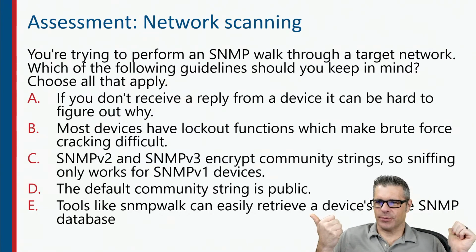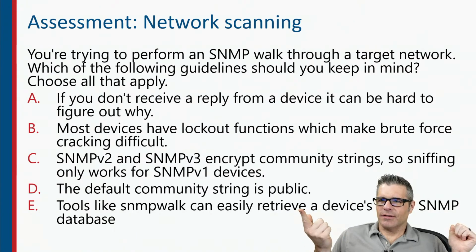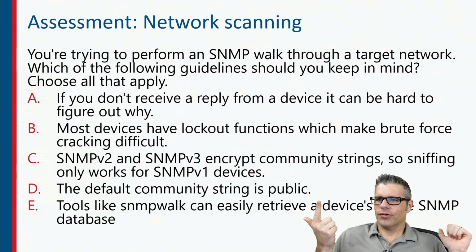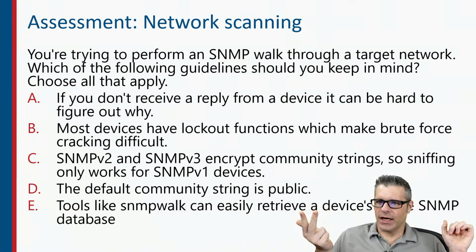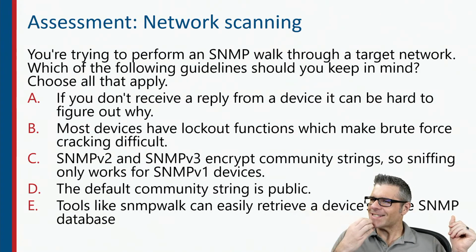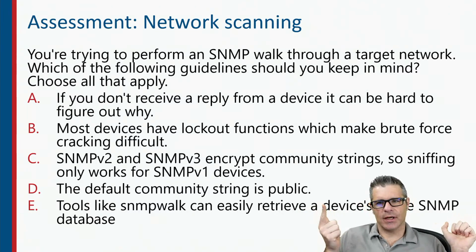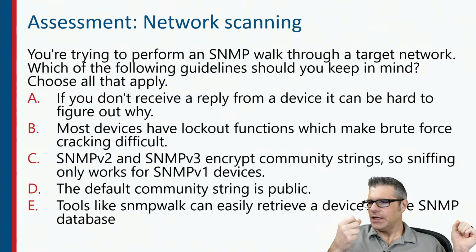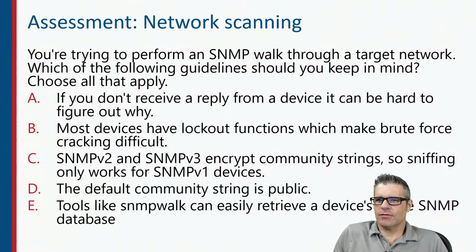Seems to me that was on a slide somewhere. B, most devices have lockout functions that make brute force difficult. C, SNMP 2 and 3 encrypt community strings, so sniffing only works for SNMP v1 devices. I did mention that. I don't think that's true exactly. And then D, default community string tends to be public. E, tools like snmpwalk can easily retrieve the entire database. Which of those seem right?